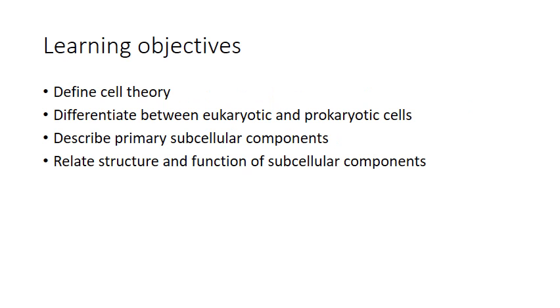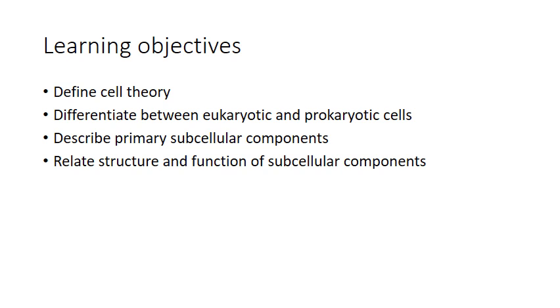Cell is cell. So the goals for today: we're going to talk about what cell theory is. It has three main parts that we're going to go over. We're going to talk about the difference between eukaryotic and prokaryotic cells, two different types of cells that we see in different types of organisms. We're also going to talk about some of the primary subcellular components.